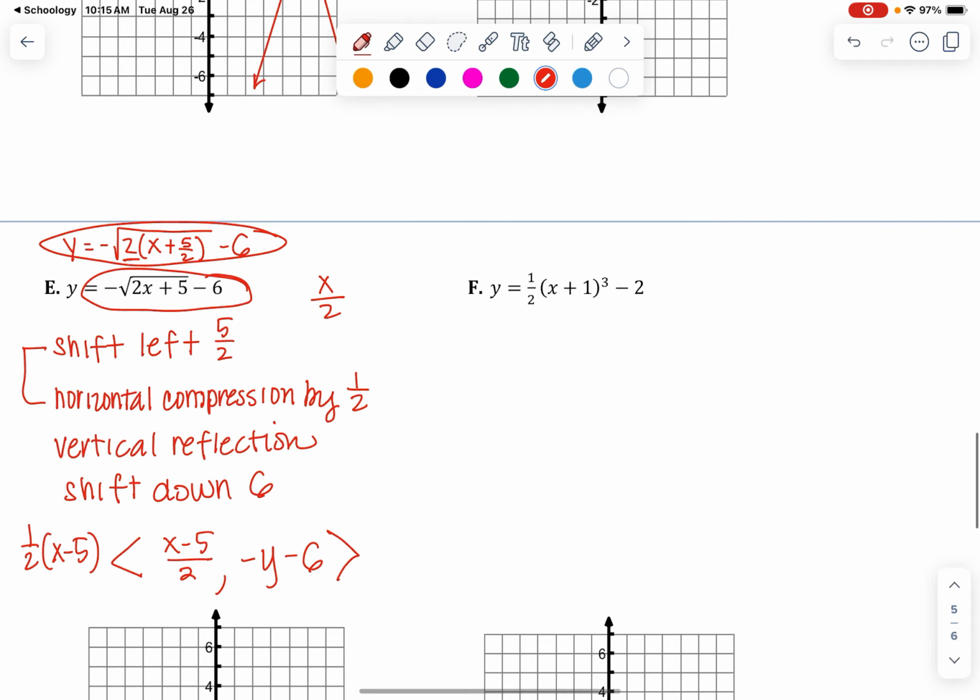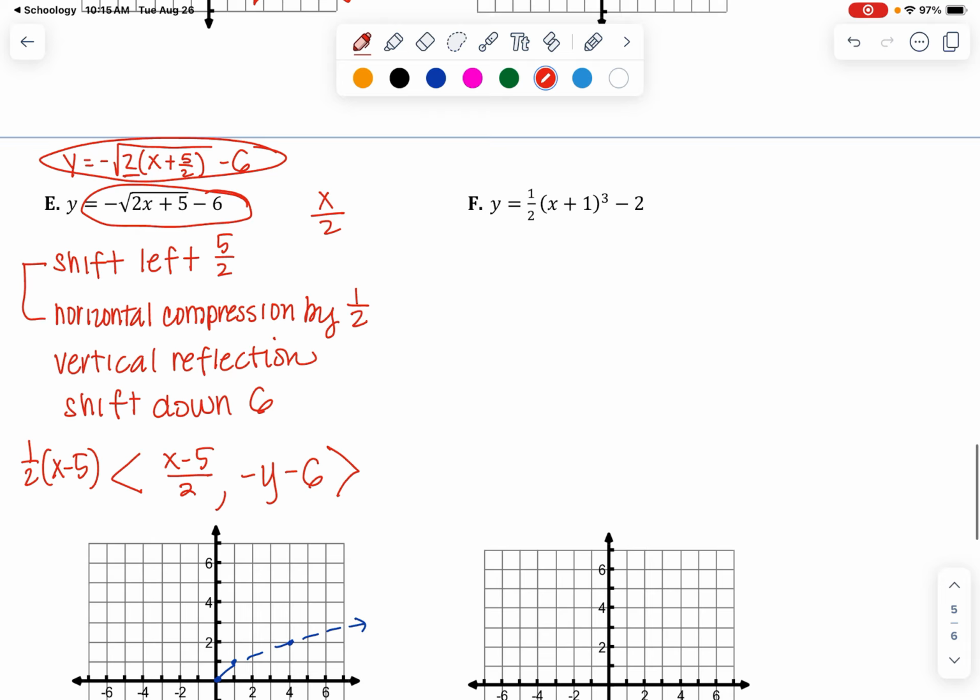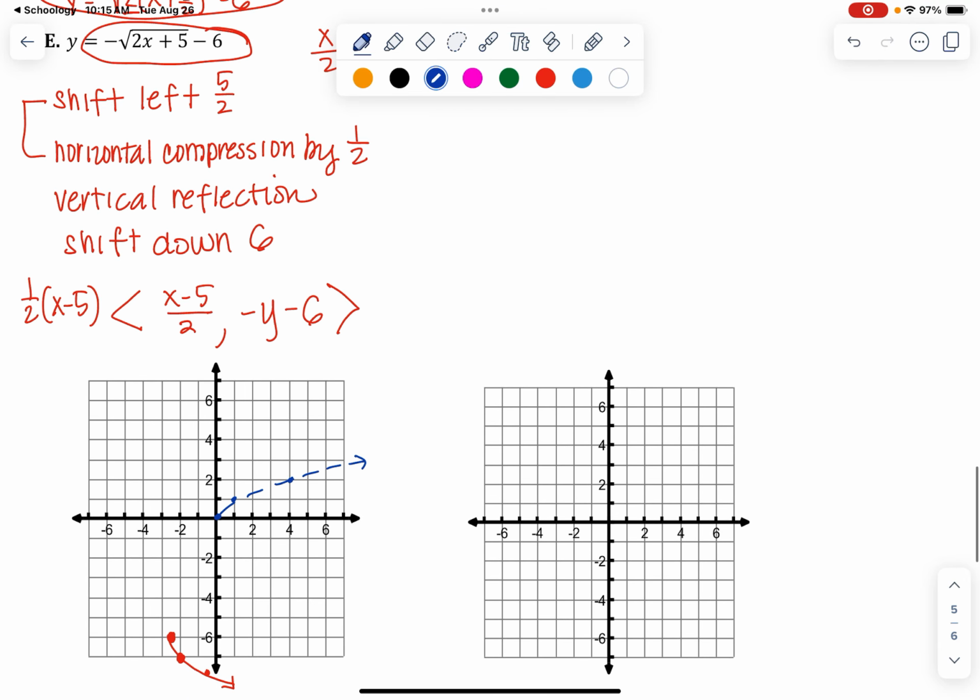All right, next one here. Is it the last one? All right, last one, we have a cube function. So the parent of a cube: 0, 0, 1, 1, -1, -1. And then it looks like that. All right, and now let's say what our transformations are.